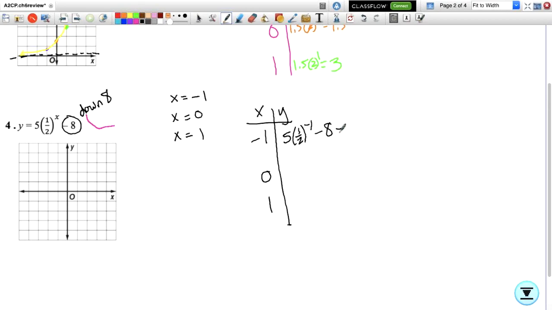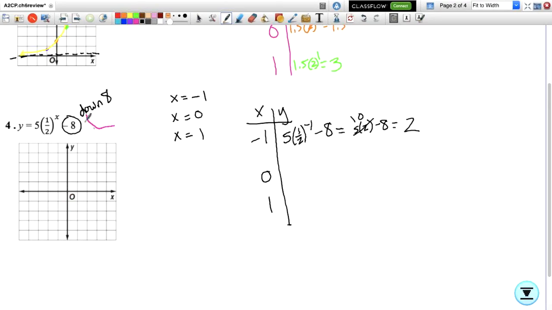All right, so let's continue with this problem. Anything to the negative 1 power means change the location, so I end up with 5 times 2 minus 8. 5 times 2 is 10. And 10 minus 8 is 2. So I'm going to go over, I would do negative 1, positive 2. So let's just keep going and see what happens. Like I said, I'll get all these points and then I'll figure out if I need a scale.